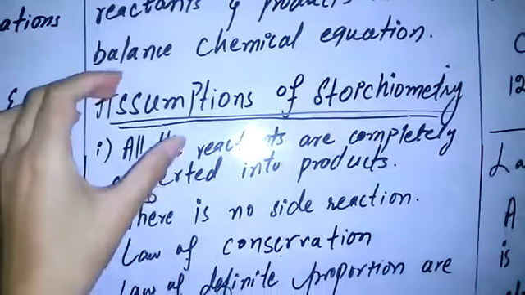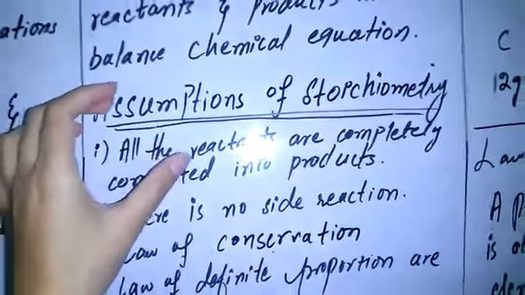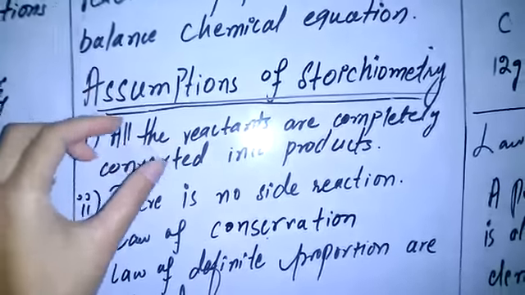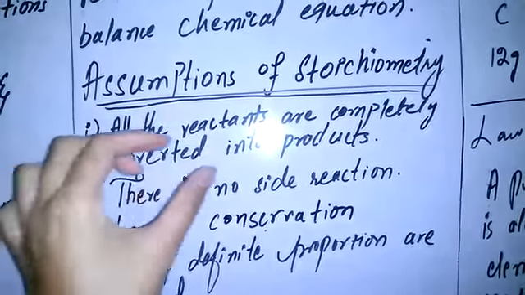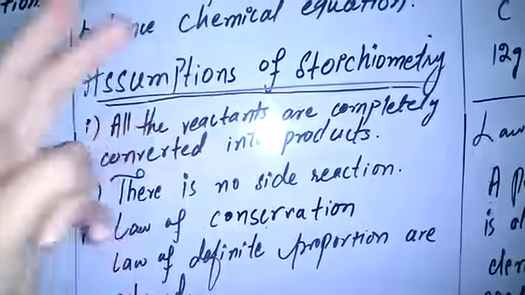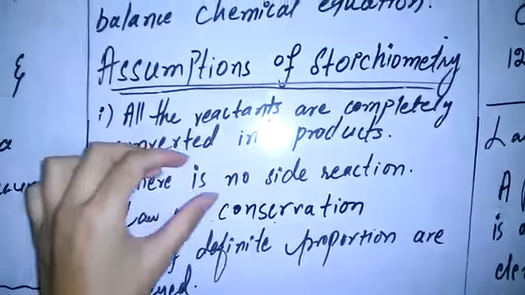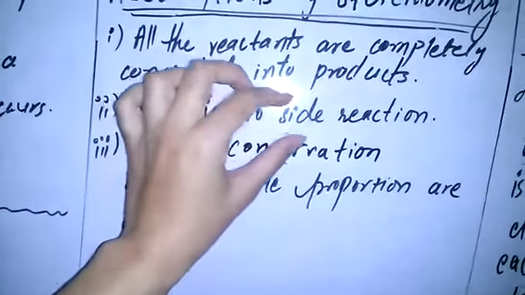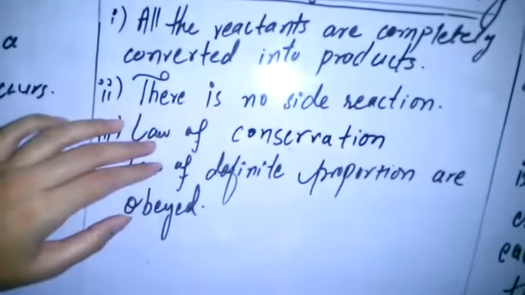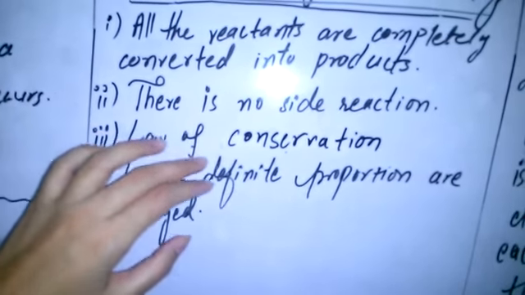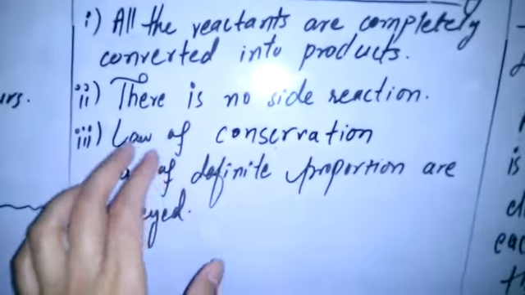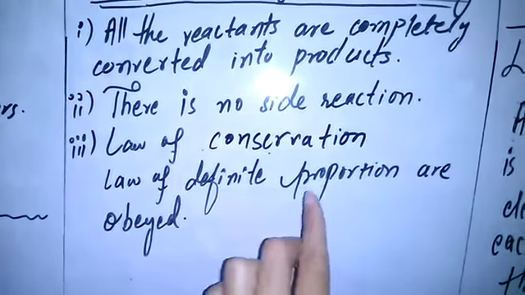Now there are some assumptions when we are dealing with stoichiometry. We assume that all the reactants are completely converted into products. The second assumption is that there is no side reaction. And the third assumption is that the law of conservation of mass and the law of definite proportion are obeyed.